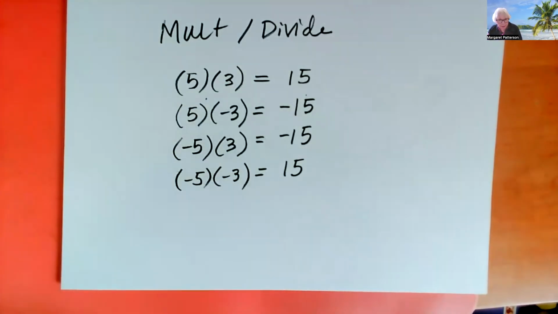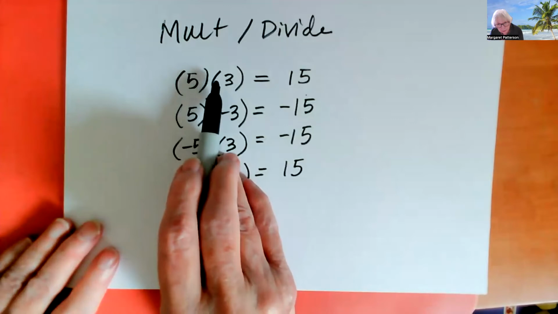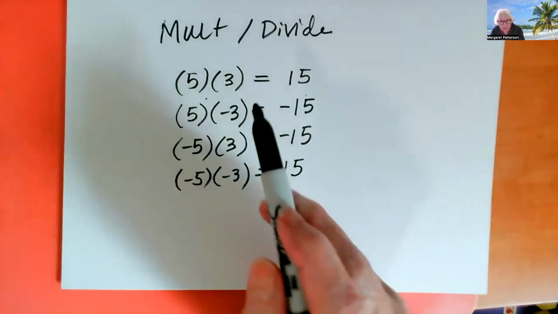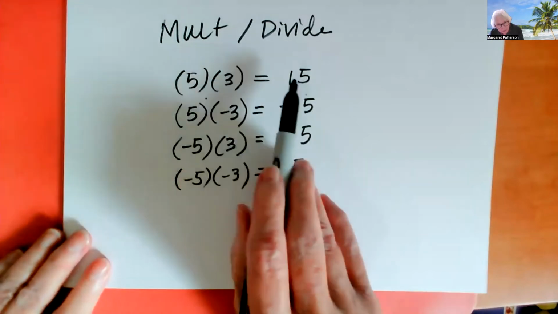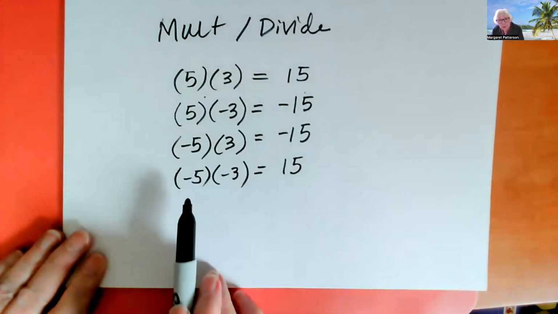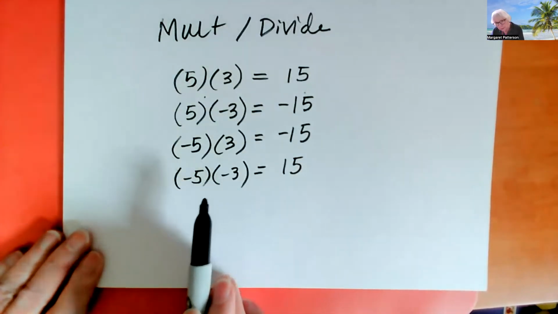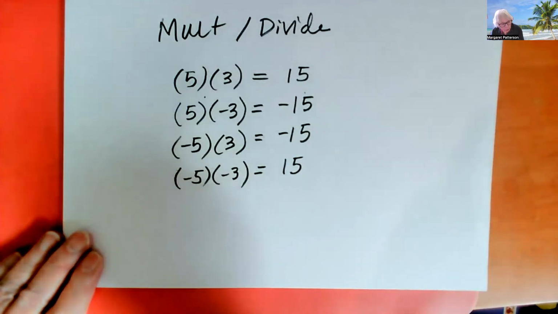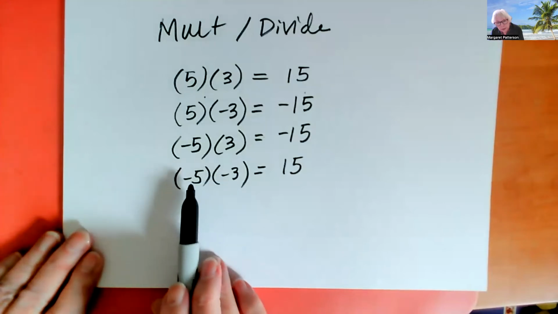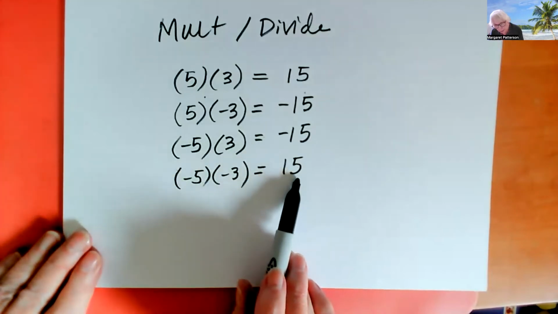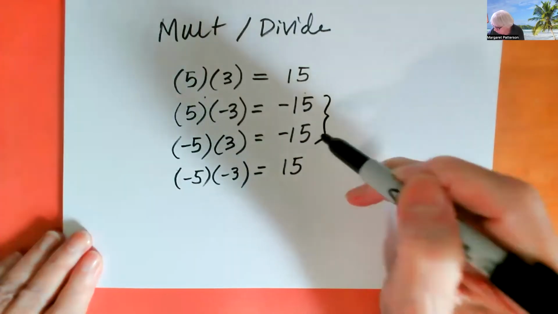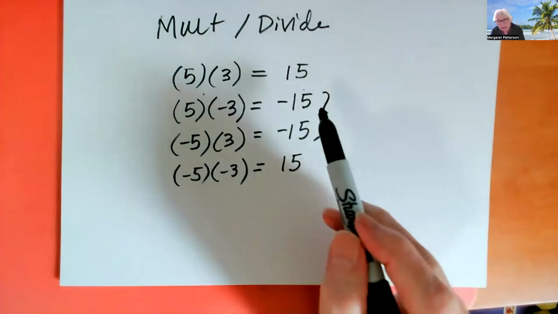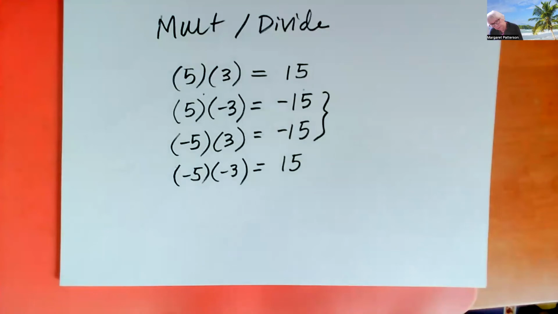So let's see what we have here. When they were both positive, it was positive. 5 times 3 is 15. That you already know. We're dealing with the sign here. When they were both negative, a negative times a negative. Remember that minus minus business that we had a little while ago? 2 negatives make it positive. But when we have one positive and one negative in any order, it ends up being negative.